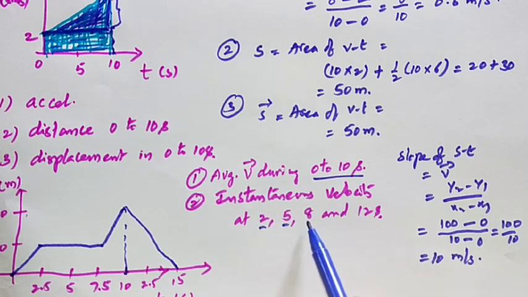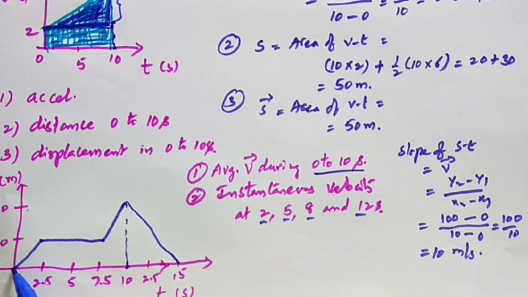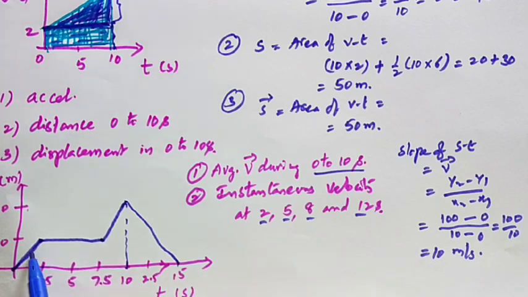Next one, what? Instantaneous velocity at 2 seconds, 5 seconds, 8 seconds, 12 seconds. Here you observe carefully the graph. At 2 seconds we don't know the velocity. The graph is given up to 2.5. And 2.5 to 7.5, 7.5 to 10, 10 to 15. But he asked what is the velocity at 2 seconds. So here the body moves from 0 to 2.5 seconds with a constant speed. This graph, a straight line passing through origin, indicates that it has a constant speed, means at any point its speed is same. Understood?